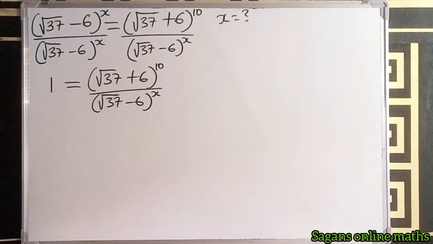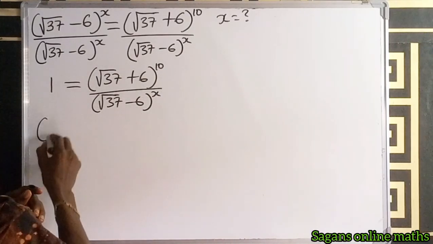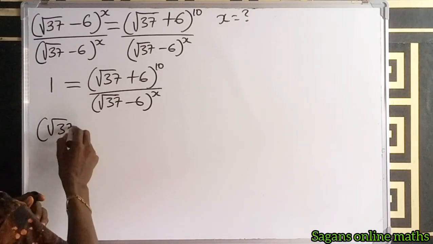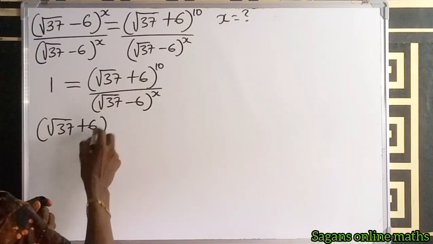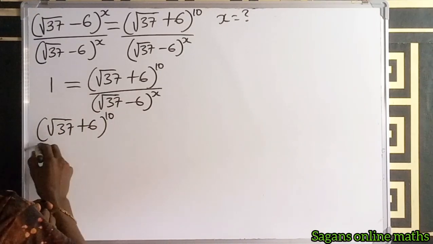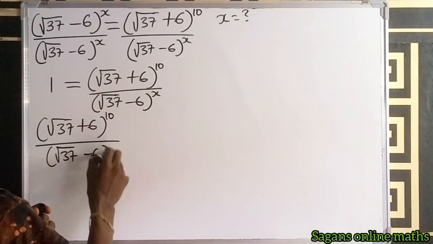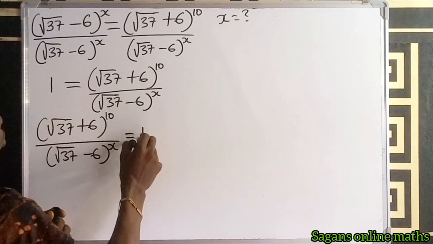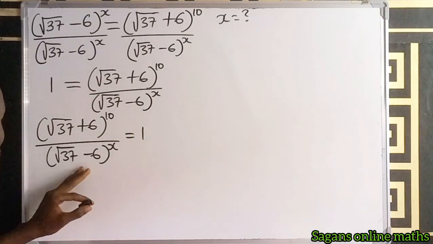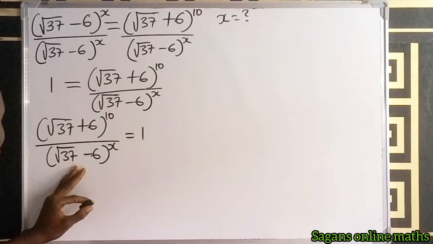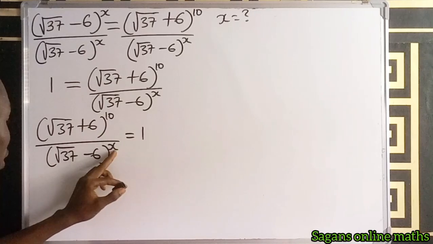Now we can also write this as (√37 + 6)^10 divided by (√37 − 6)^x is equal to 1. Now our denominator here is (√37 − 6)^x.